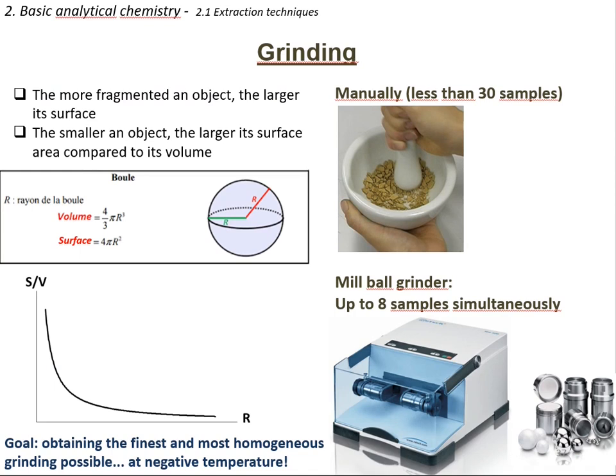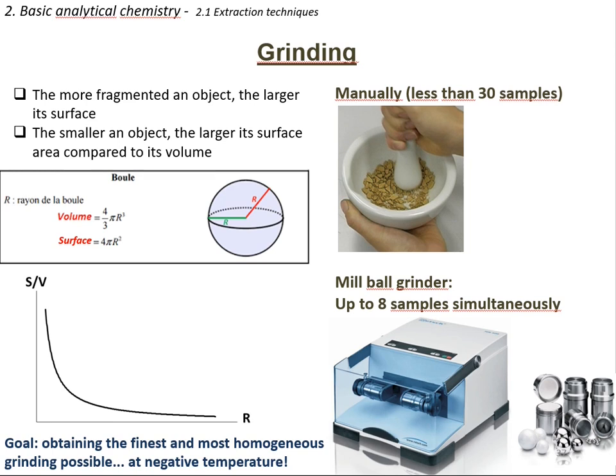Then there is a step of grinding. The idea is that the more fragmented an object is, the larger its surface. You have a curve on the bottom left with the radius of a sphere in abscissa and the ratio of its surface over its volume. And you see that the smaller an object, the higher is its surface to volume ratio. And so it means that the surface exchange for the metabolites to diffuse in a solvent will be higher.